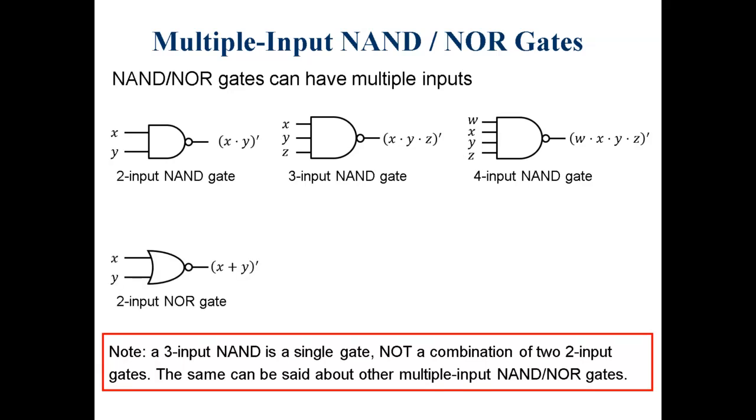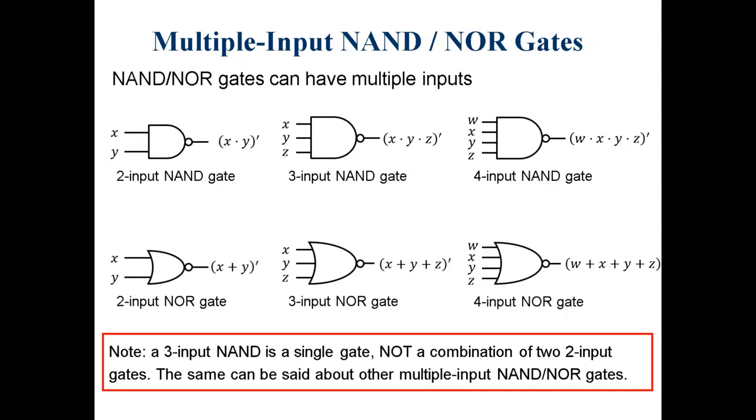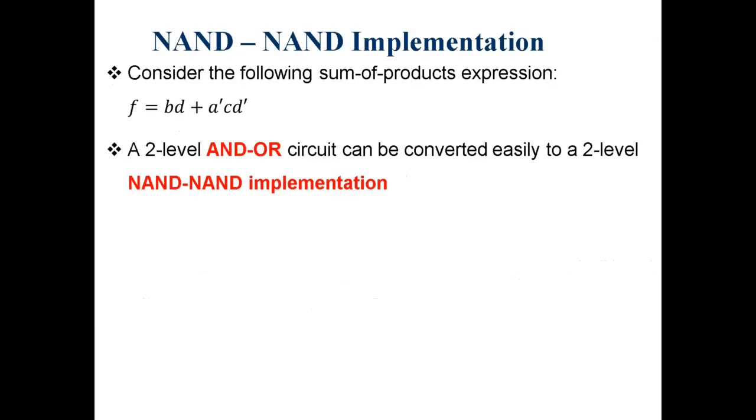Okay, so this is a two-input NOR gate, the diagram of a three-input NOR gate, and the diagram of a four-input NOR gate. Now let's assume we have the following function: f is equal to bd plus a bar cd bar.